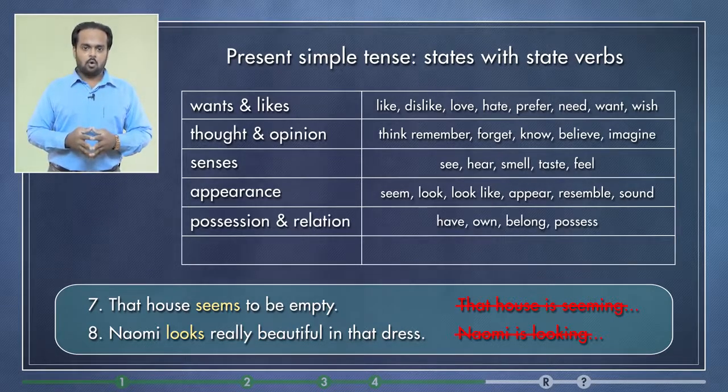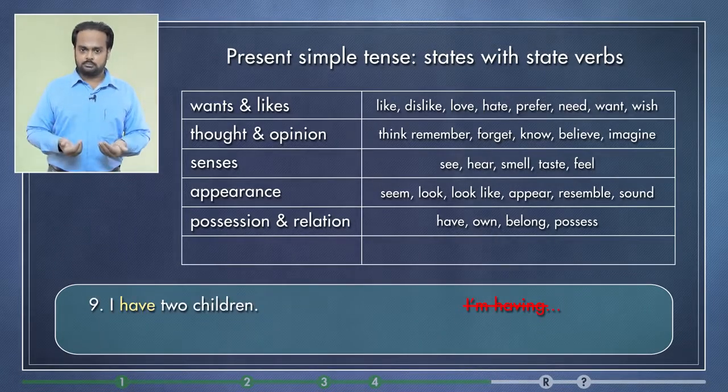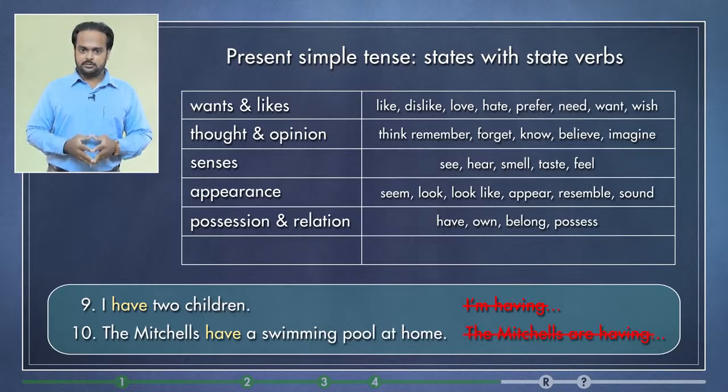Verbs of possession or relation are also state verbs, and this is an area where mistakes are very common. For example, I have 2 children. The present simple tense should be used here because this shows the relationship between me and my children. So I cannot say I'm having 2 children. It's a common mistake. Another example is the Mitchells, that means the Mitchell family, have a swimming pool at home. Remember, don't say are having.